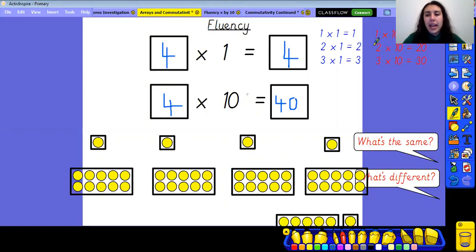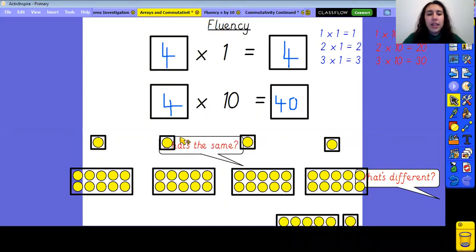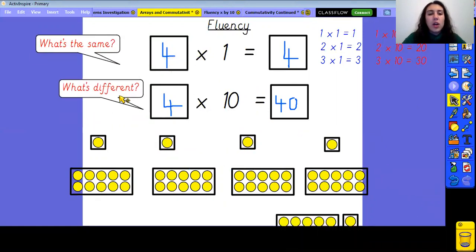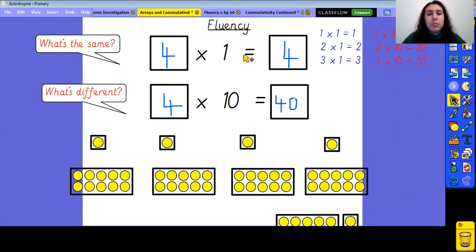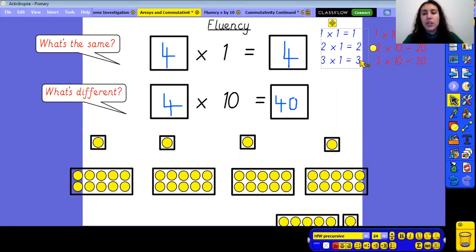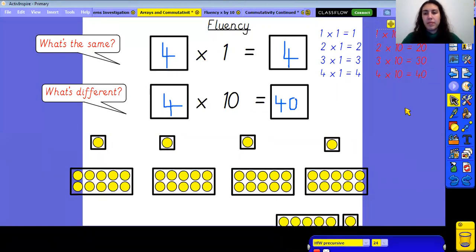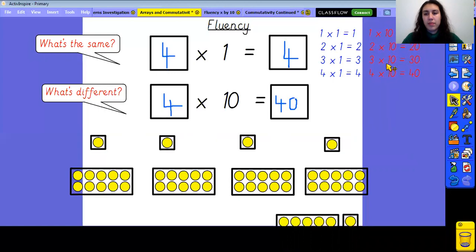And as I'm adding to our little pattern here, I want you to think about these 2 questions here. What's the same between these 2 equations? This 4 times 1 equals 4 and 4 times 10 equals 40. What's the same and what's different between each of them? Okay? Have a few seconds just to think about what's the same and what's different. Have you had a think?